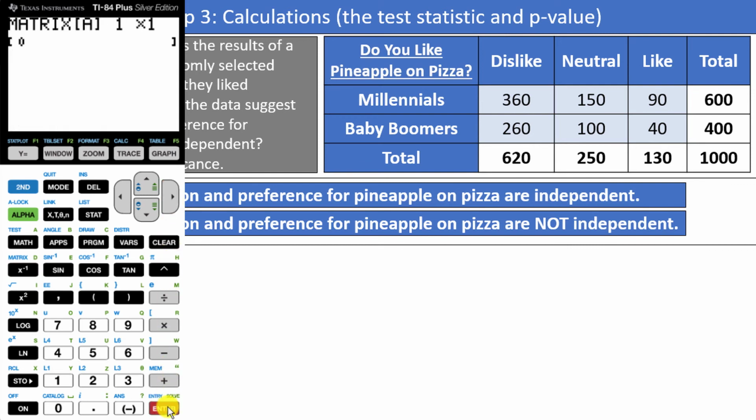Now you need to change the matrix so that it has the same number of rows and columns as the contingency table, not including the total columns. Our table has 2 rows, millennials and baby boomers, and 3 columns, dislike, neutral, and like. So we can press 2, enter, 3, enter to change the matrix to a 2x3 matrix. Now enter the values inside the contingency table, again remembering that we don't need to enter the totals. So we have 360, enter, 150, enter, 90, enter, 260, enter, 100, enter, 40, enter.